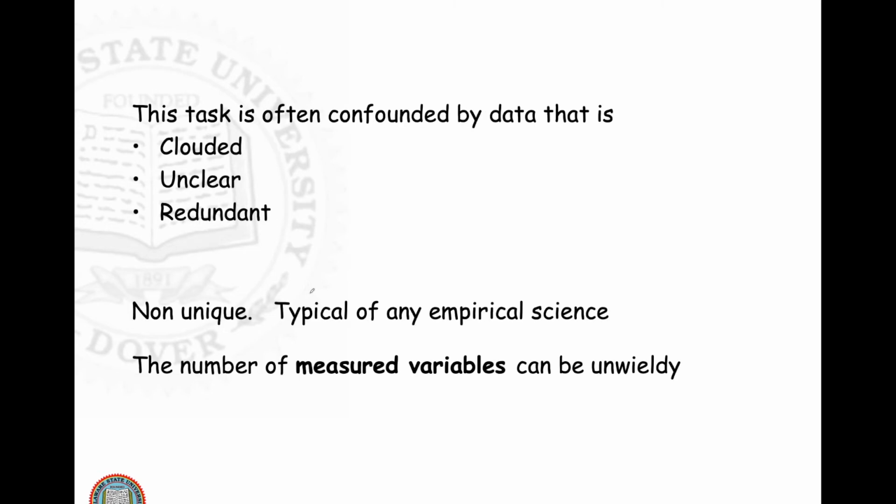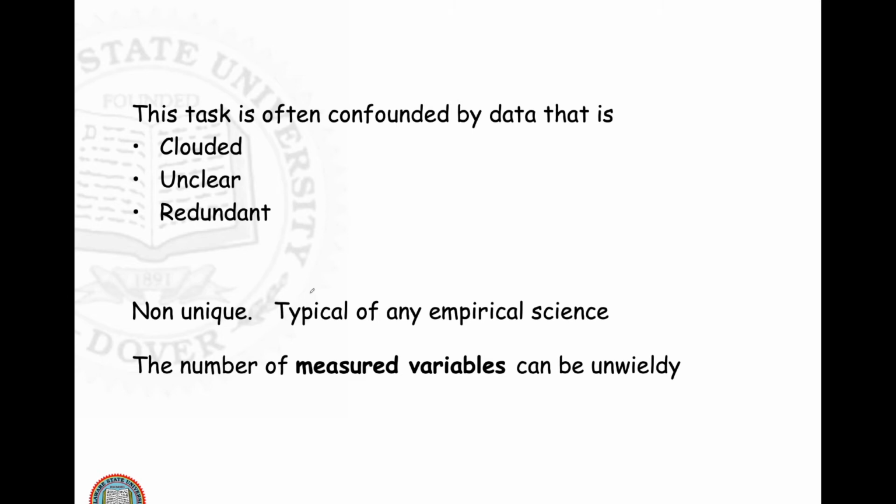And so this task is often confounded because this data in practice is going to be imperfect. It's often clouded, so there are all sorts of other influences. It's unclear. You don't know which part of the signal corresponds to what part of your dynamics, or it's redundant, that some of the pieces of the data, measurement signals, might be saying the same thing, so you don't need all of them.